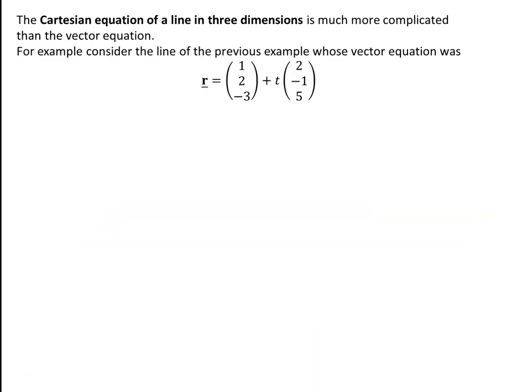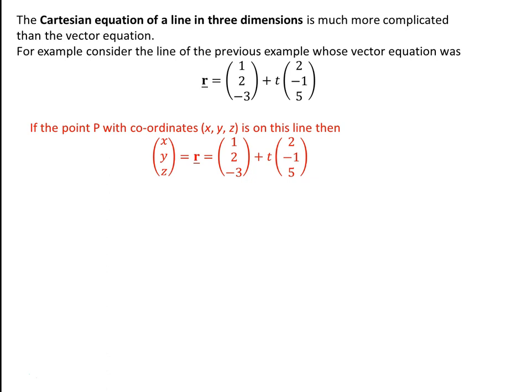Now the Cartesian equation of a line in 3 dimensions is rather more complicated than the vector equation, and that's the reason why most of the time we'll use the vector equation, but it is important that we know how to move from the vector equation to the Cartesian equation and vice versa. So for example, the line in the previous example was the line r = (1, 2, -3) + t(2, -1, 5).